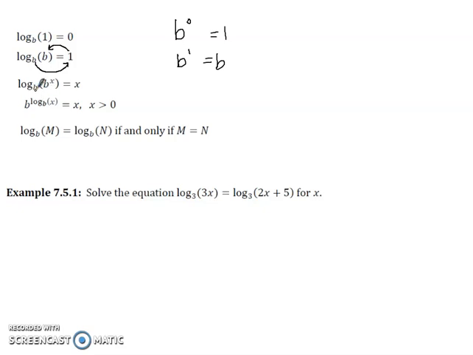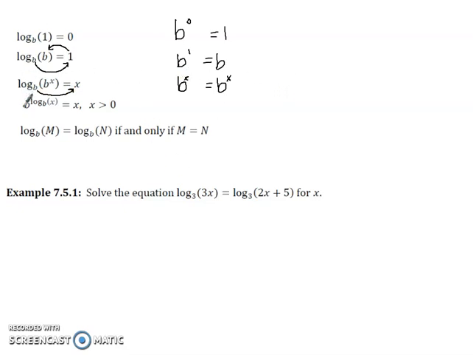Thirdly, I have b, and when I raise it to a power, I get b to the power of x. So if I put some exponent here and I get b to the power of x, then that exponent must also be x in order to get b to the power of x.